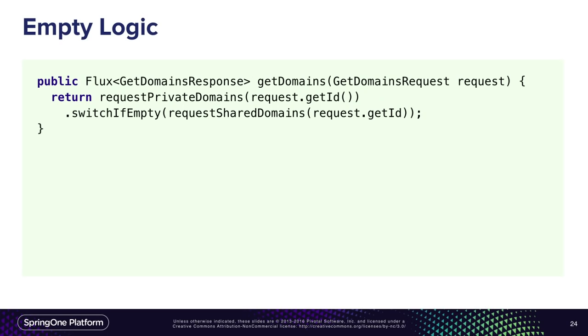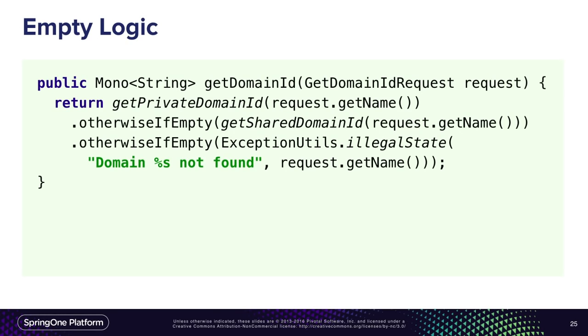Hopefully, that will come back and give me a get domains response, which I can send on to whoever's consuming me. But sometimes it will return complete. It said, I looked. There was nothing there. Everything's fine, but I don't have any value to give you. When that happens, I use a switch if empty, saying, if I get an empty result back, so it's come back to me OK but there's nothing there, then what I want you to do is the following line of code, request a shared domain. And again, a nice little snippet of code that's off somewhere doing a nice reusable unit of code, as it were, that will take the ID and hopefully then return a get domains response. So that's a flux example.